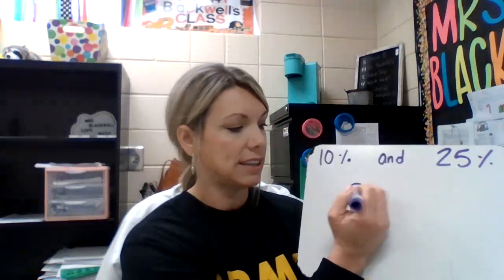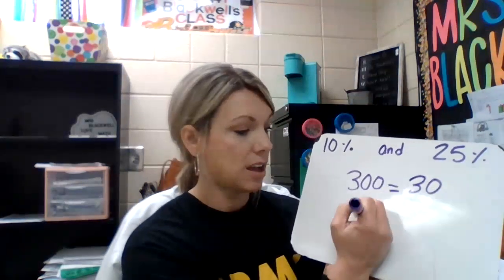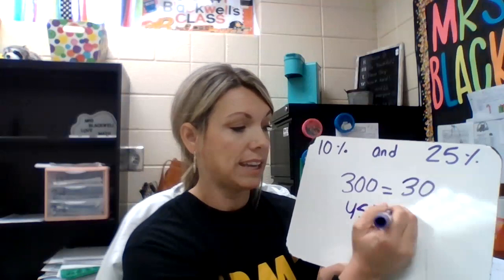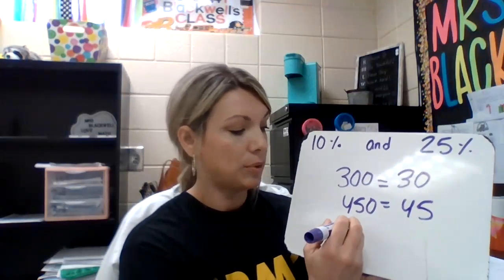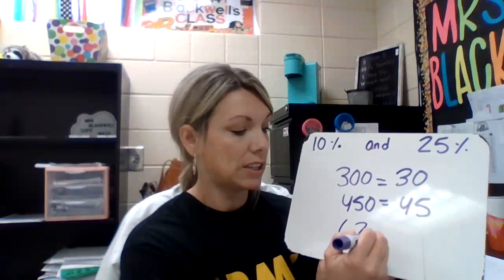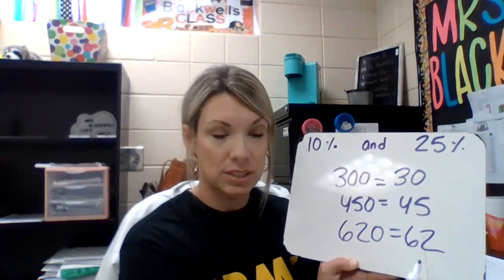So let's do some examples of 10%. 10% of 300 is just 30. 10% of 450 is simply 45, right? 10% of 620 is simply 62. That is 10%. Now, if you know 10%, you can find pretty much any other percent as far as it being tens, 10, 20, 30, 40, 50.